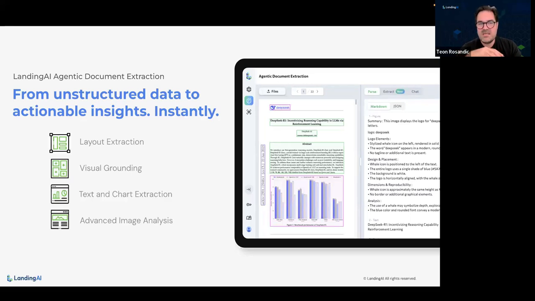Again, images are key, and we also allow you to get a lot of that intelligence out in a very comprehensive way. So, in a nutshell, that's effectively our platform.